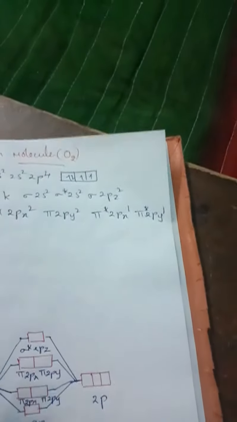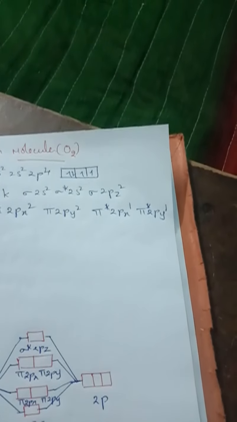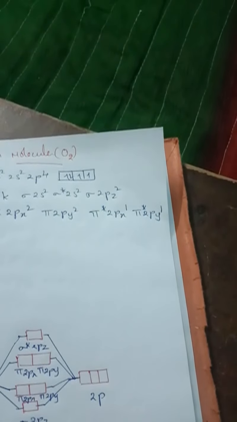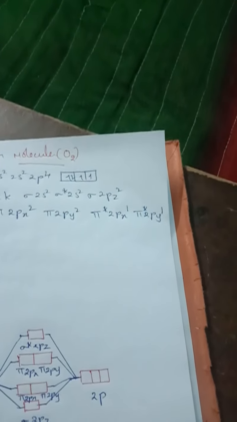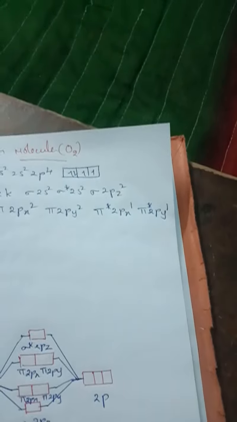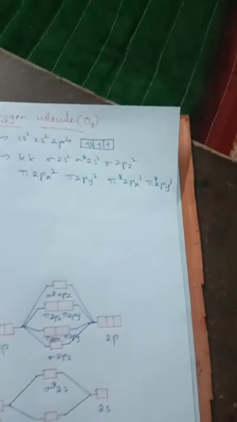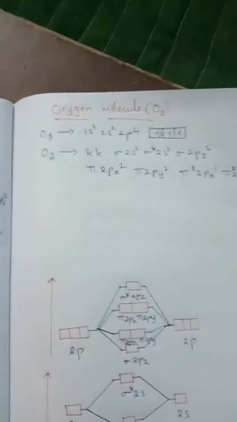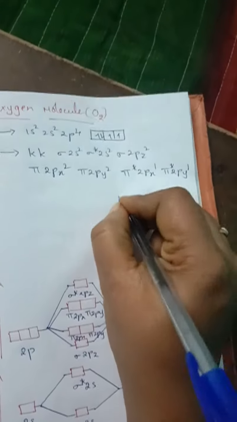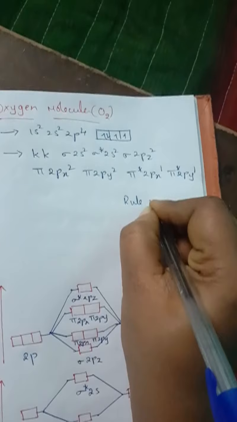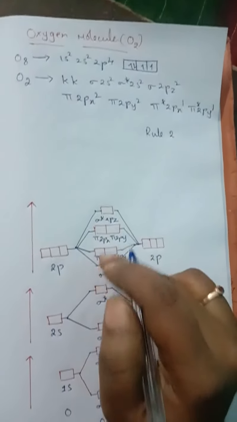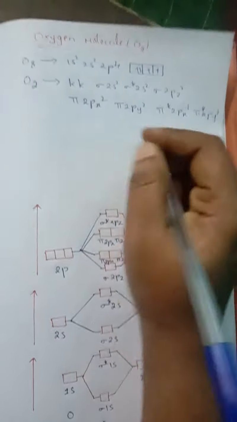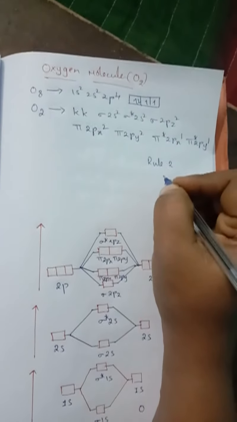So from this electronic configuration of the oxygen molecule, we are clear that 10 electrons are present in bonding molecular orbitals and 6 electrons are present in anti-bonding molecular orbitals, isn't it? So which rule do we have to follow? We have to follow rule 2. What is rule 2, children? Rule 2 says that the arrangement of molecular orbitals should be what?